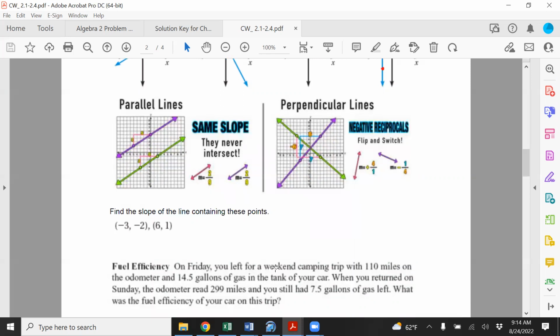Like parallel parking. My dad parked the car badly last night. I had to fix it. He parked at a corner. I was like, Dad, what are you doing? The car's going to hit your car.